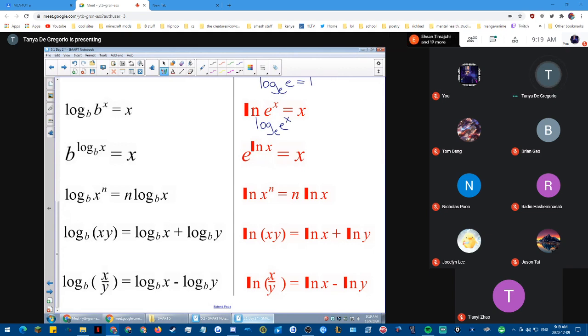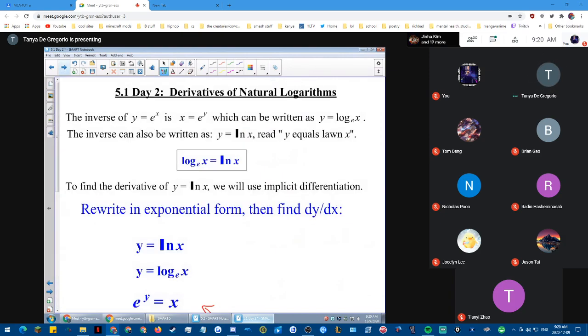Are there any questions? Does everyone remember these properties? You're going to recall them as you do your homework. You're going to have to use them a lot, and they are going to be important. You will need them for your test.